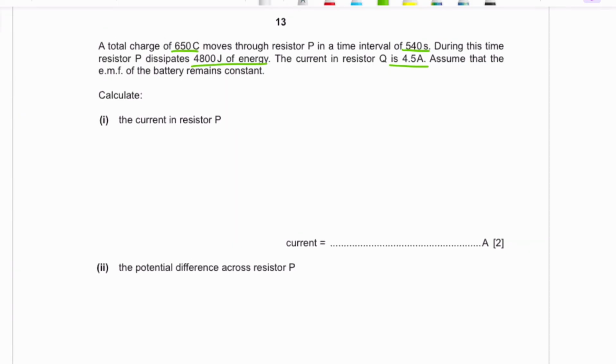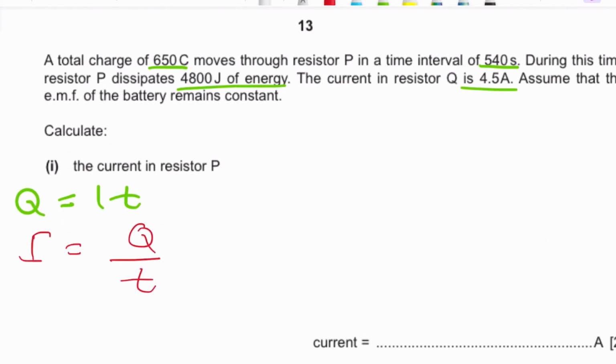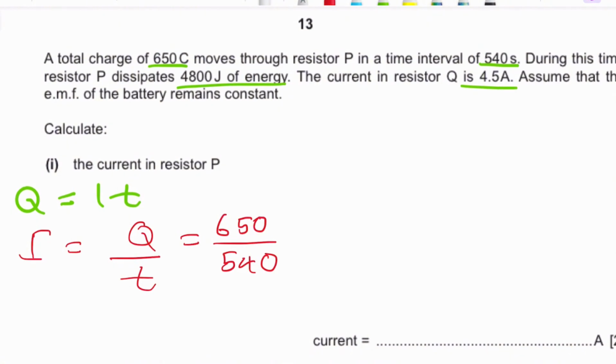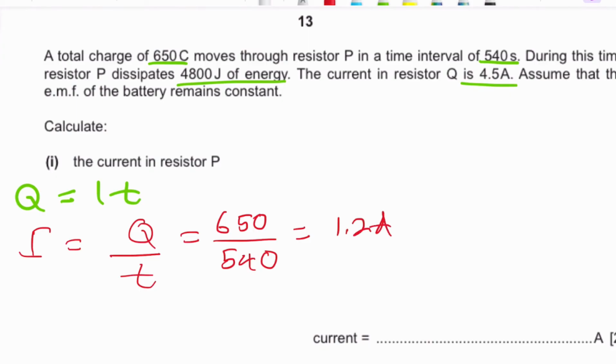Like I've said, we know that Q is equivalent to IT, okay? So the value of I would therefore be equivalent to Q divided by T, right? What is your value of Q? Basically, that's 650 divided by your time, which is 540. That should give you the current that you'll be looking for, approximately 1.2 amps, right? So approximately 1.2 amperes.